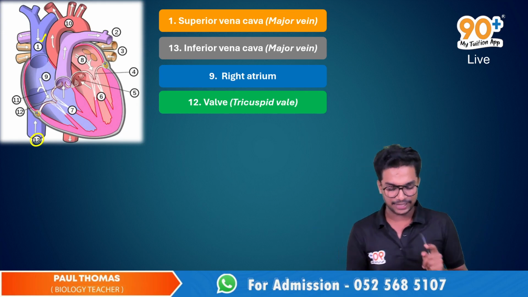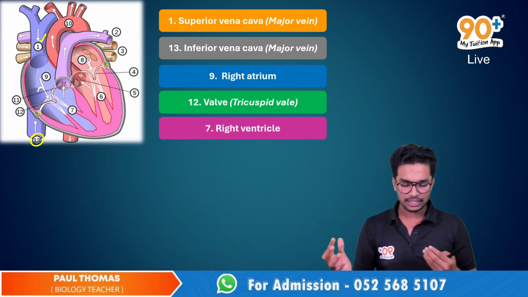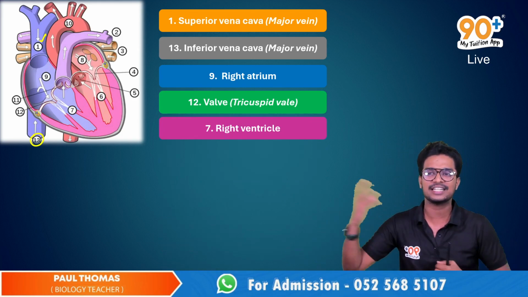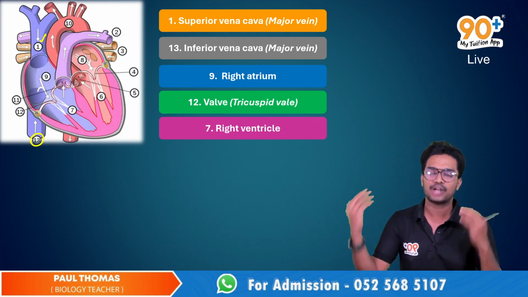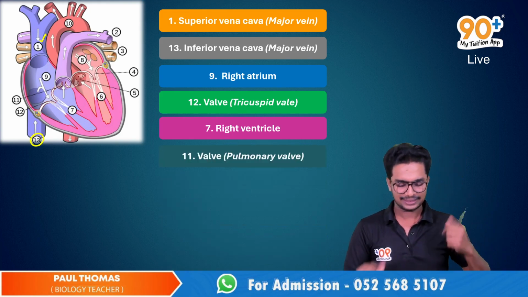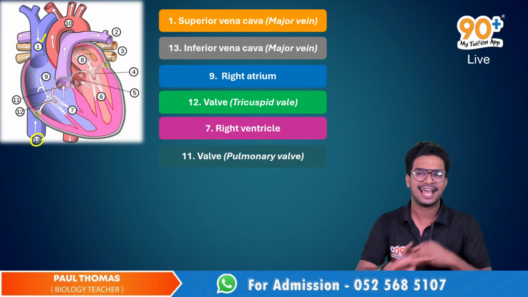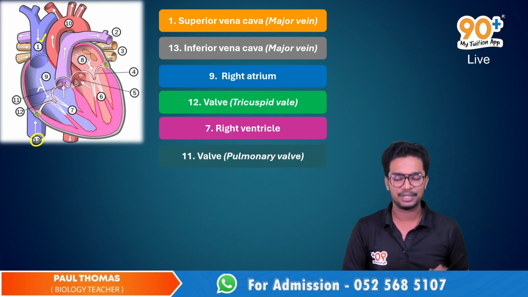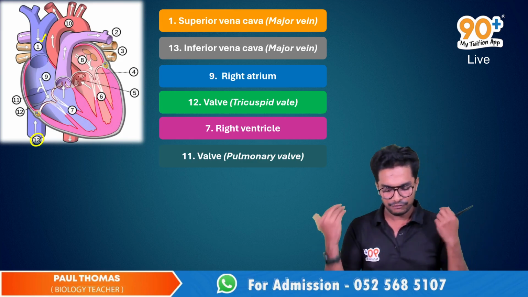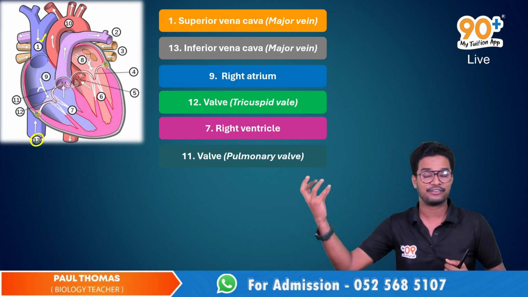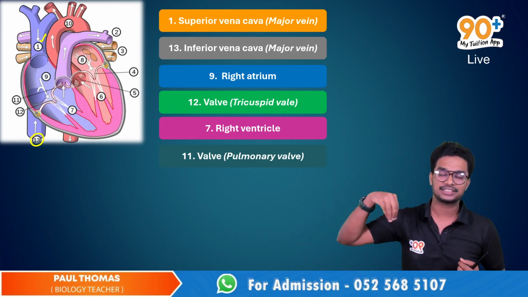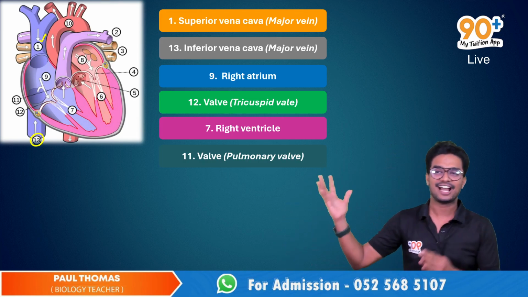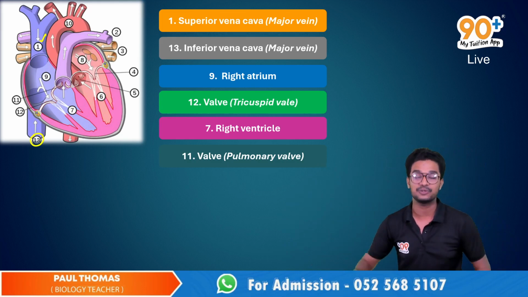In between the right atrium and right ventricle, you will be able to see a valve, and the specific name of that valve, number 12, is the tricuspid valve. Okay, and since the name of the valve hasn't been mentioned in your textbook, you can use the term valve. Okay, in your examination that would be fine. And from the right atrium, the deoxygenated blood will be passed into the right ventricle.